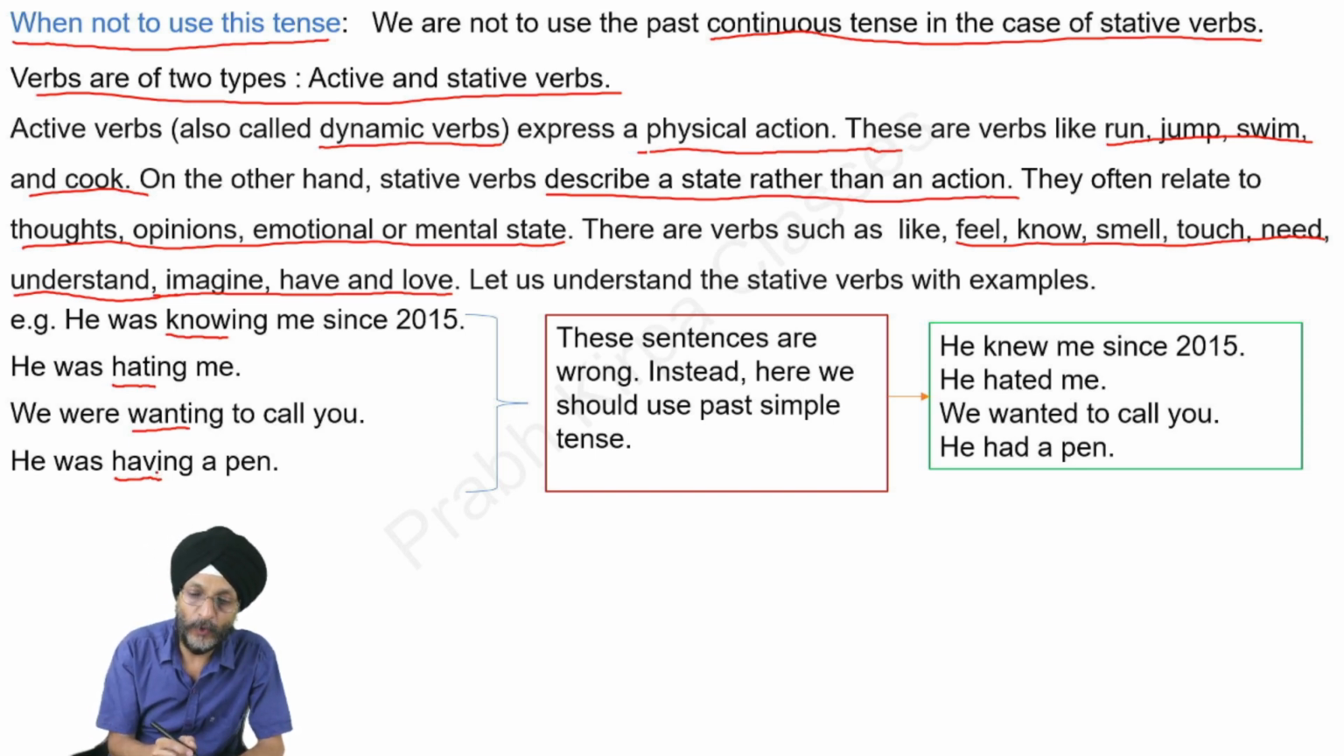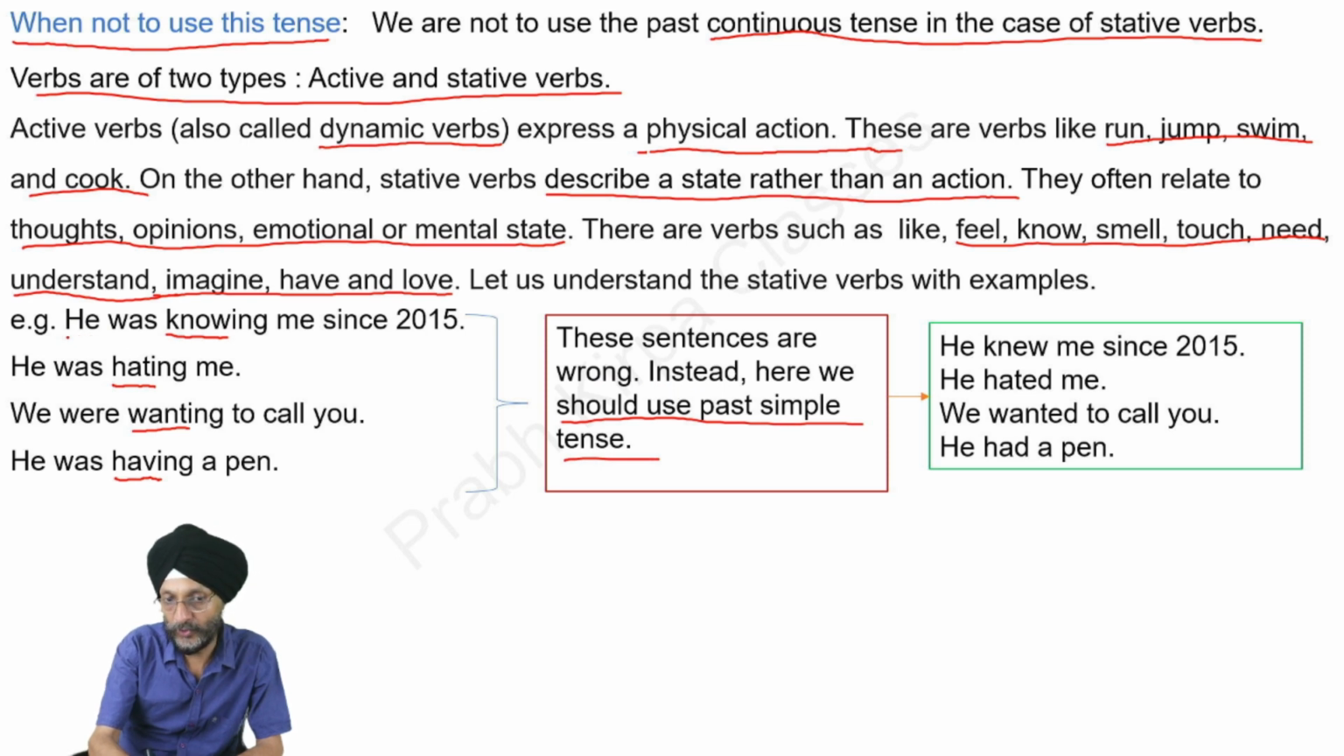As already told, stative verbs cannot be used in the continuous form, whether it is present tense or past tense. So all these sentences are wrong. Instead, here we should use past simple tense.